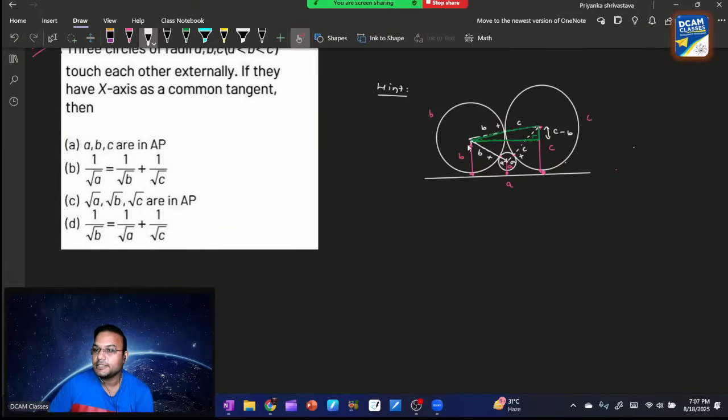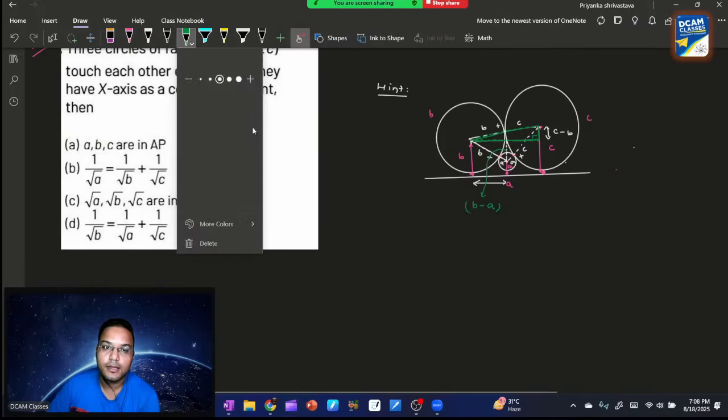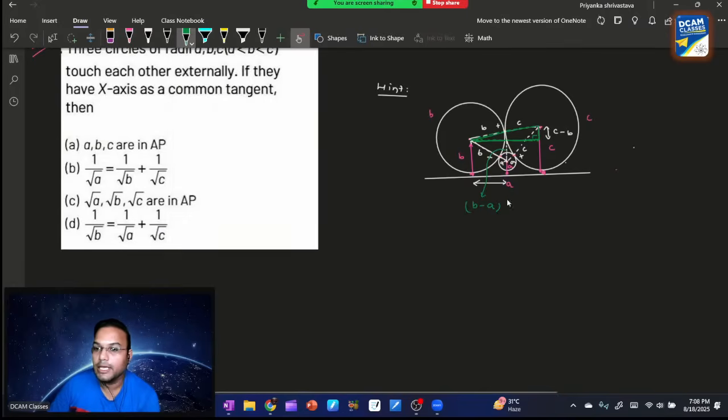The radius is C. This is B. This is C minus B. The only thing remaining is how to find out this length. So this length I can say, properly look at the diagram. This length, this is what? B minus A. See, able to follow now? This is B minus A.